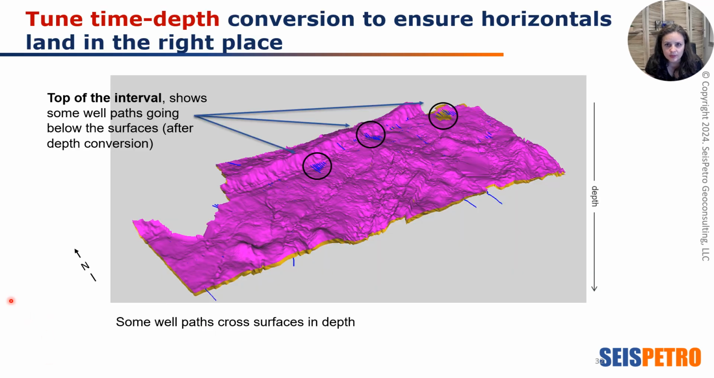The next step is to make sure that the time depth conversion of the seismic is adequate. In this image, we show the top of the interval in magenta, while the base is shown in this dark yellow here, and part C just below it. We can see how many of the horizontals are crossing the top of the interval, but the geosteering reports indicate all the wells stay within the interval the whole time. So this is not real, this is just a problem of the time to depth conversion.